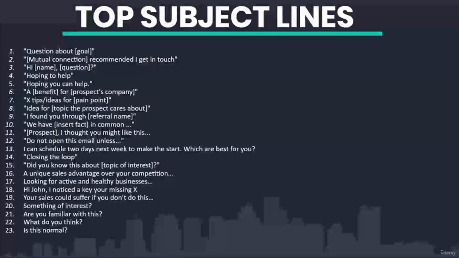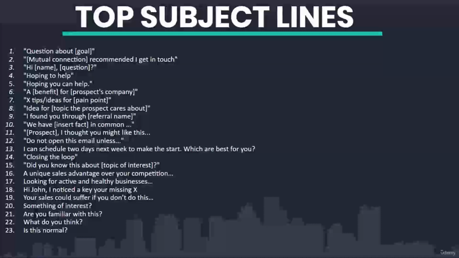Number 2, mutual connection. So this is where you reached out maybe to a C-level exec and they referred you back to the director or the manager. You can use that email here as well. And then hi, name, question. These are one of the best email subject lines here, because it's talking to them directly. You're stating their name, and then you're asking a question. That question can be about anything and everything. So that curiosity plays a huge factor there.